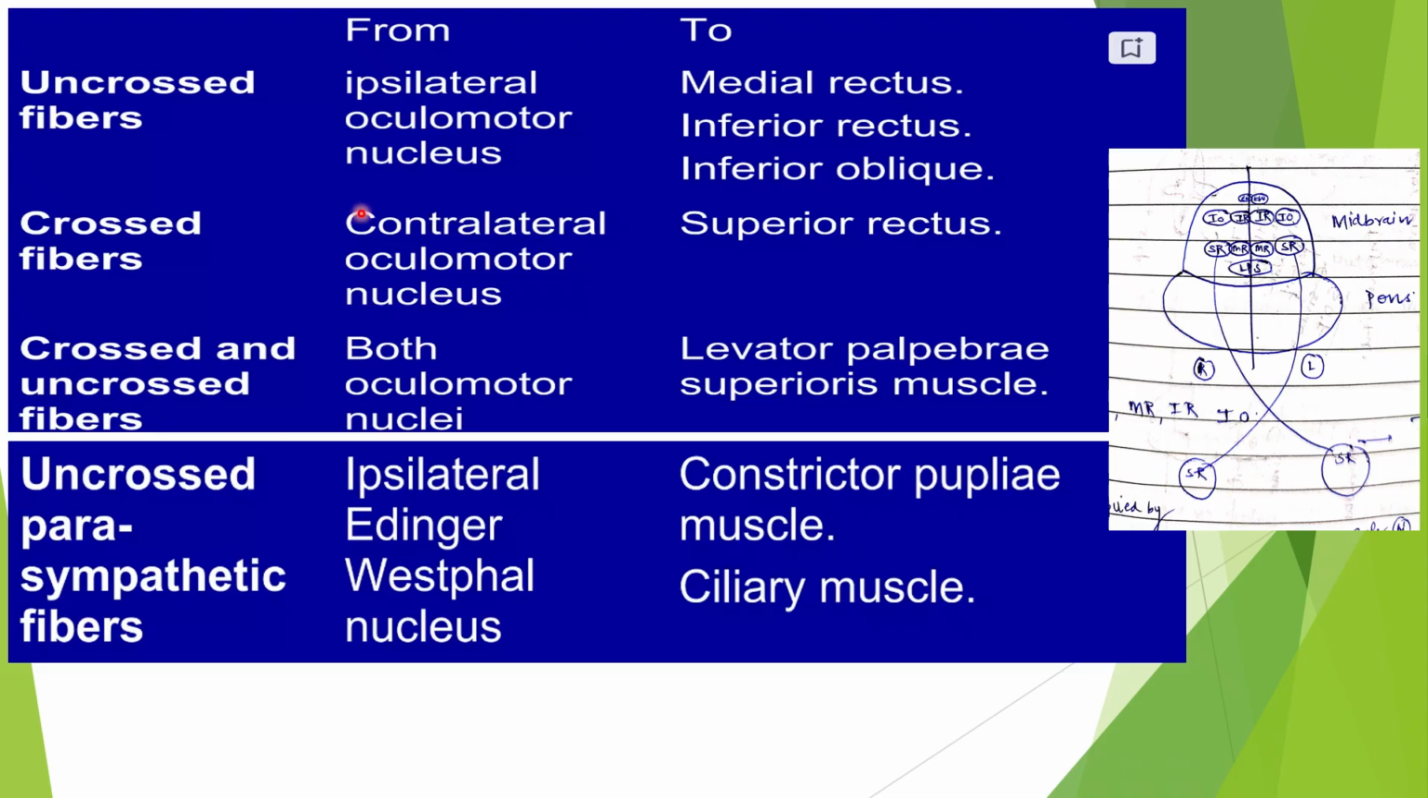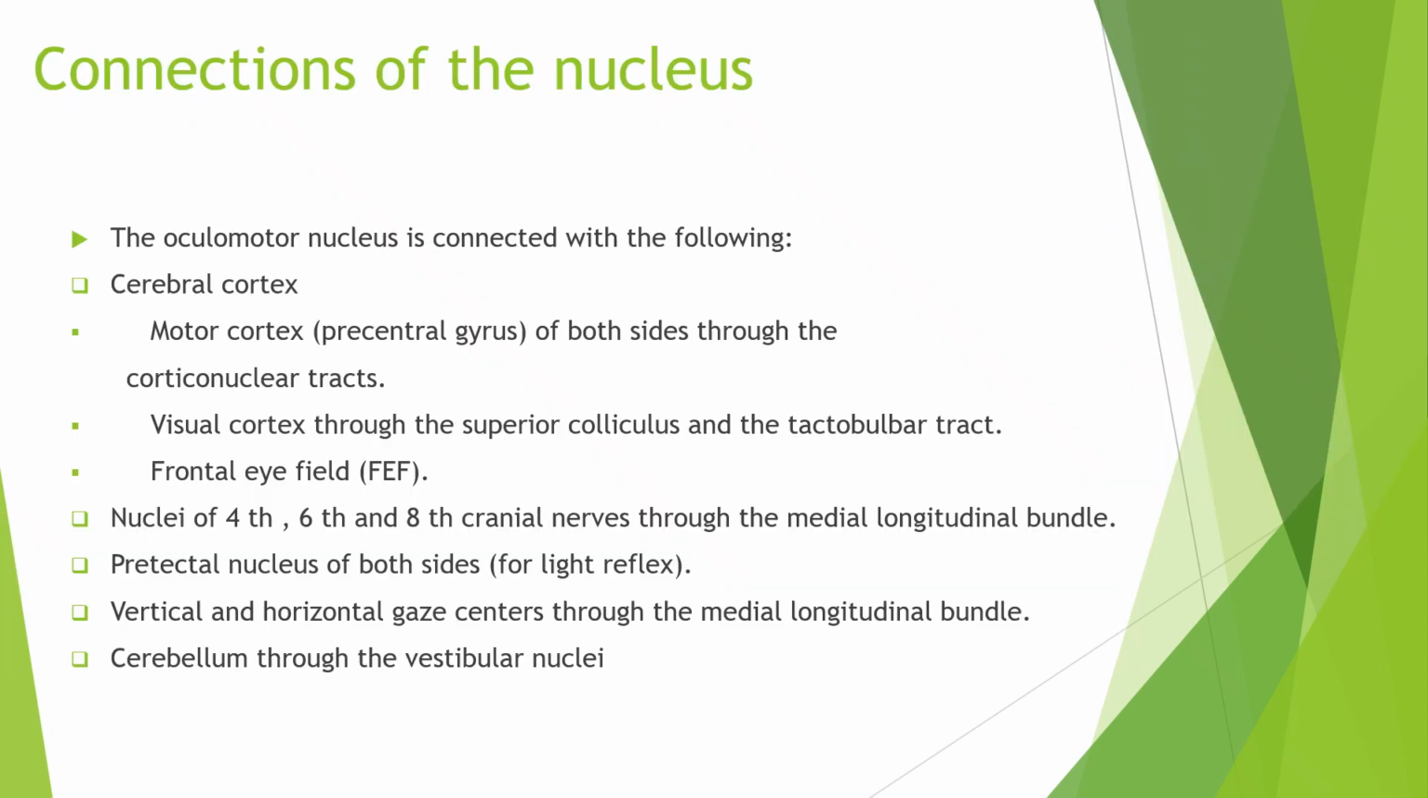Now we already saw that only the superior rectus has a contralateral oculomotor nucleus, so it has crossed fibers. All others have uncrossed fibers, and LPS has both crossed and uncrossed fibers. And the ipsilateral Edinger-Westphal nucleus also has uncrossed fibers, which go to the constrictor pupillae and the ciliary muscle.